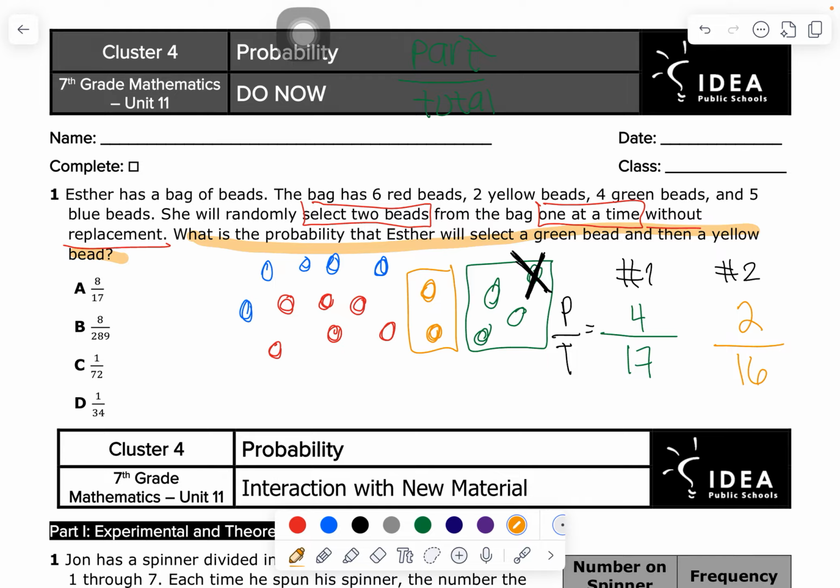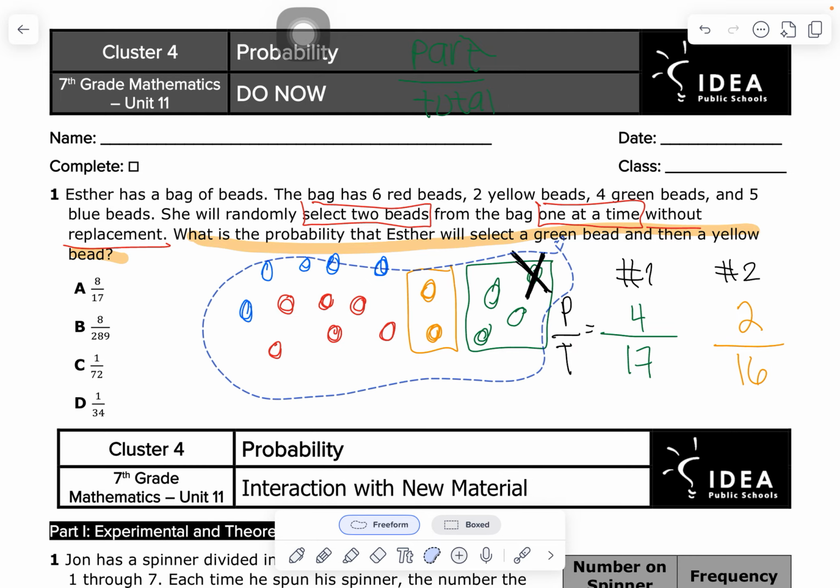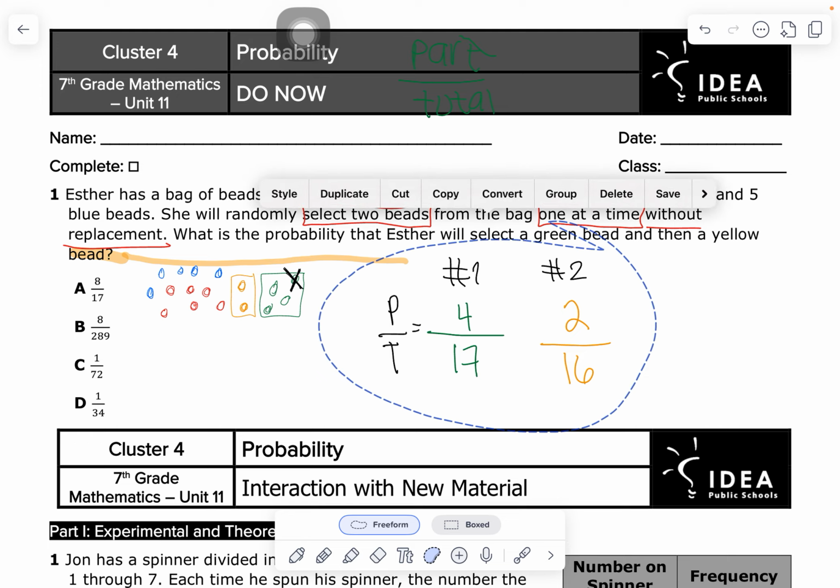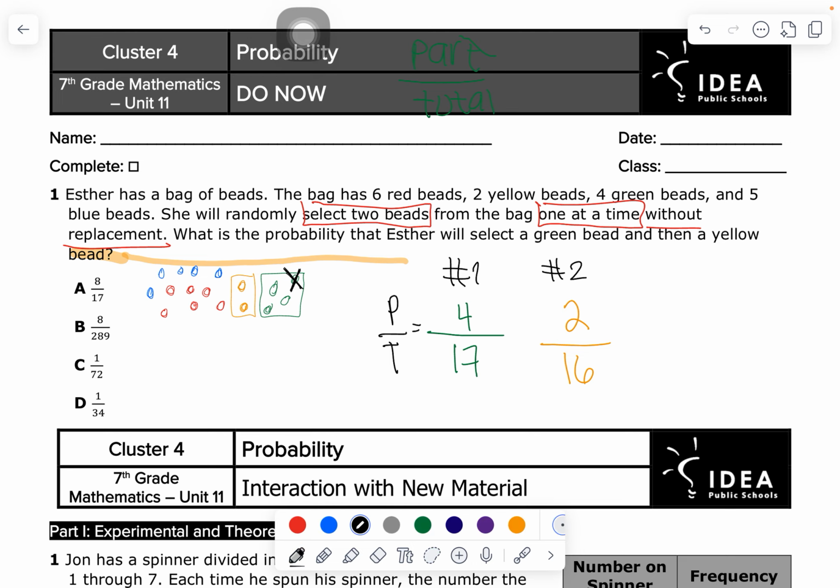Now to find the combined probability, we're going to multiply. So I'm going to make this smaller. I'm going to move this to this side. Again, in order to combine probabilities, we multiply. And how do we multiply fractions? Across. So I'm going to multiply 4 times 2, which is 8, and then 17 times 16, which is going to be 272.